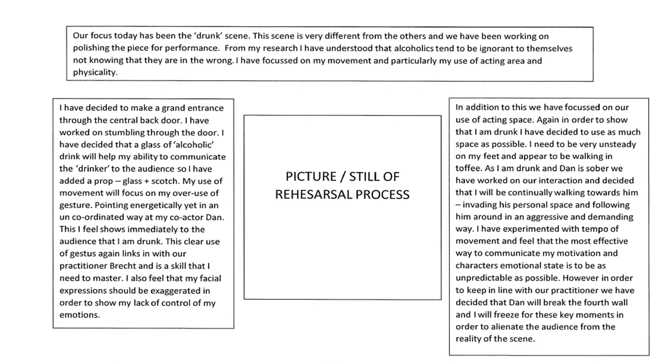As I am drunk and Dan is sober, we have worked on our interaction, and decided that I will be continually walking towards him, invading his personal space and following him around in an aggressive and demanding way. I have experimented with tempo of movement and feel the most effective way to communicate my motivation and character's emotional state is to be as unpredictable as possible. However, in order to keep in line with our practitioner, we have decided that Dan will break the fourth wall and I will freeze for key moments in order to alienate the audience from the reality of the scene.